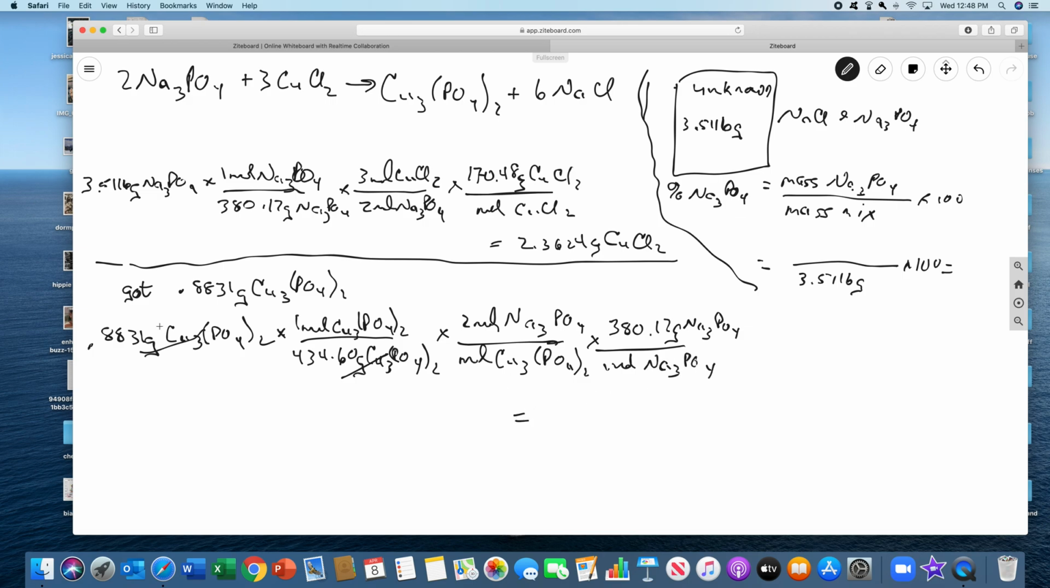And that means that if we got this much copper 2 phosphate and did that reaction, there must have been 1.545 grams of sodium phosphate. And so this number here is the mass of sodium phosphate, 1.545. And so that means that in this example, the mixture was 43.99%. So that's walking you through the calculations.